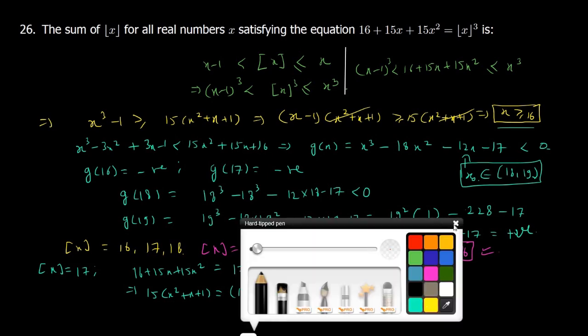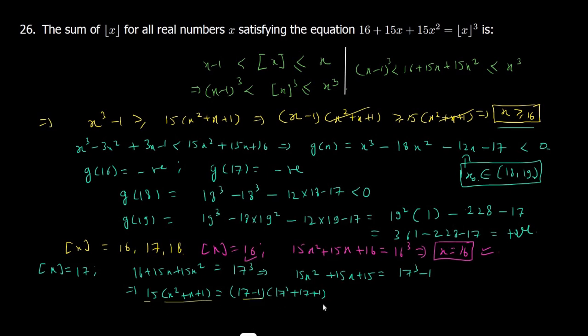Then here, what do we have? Here we have 15 times this. Here we have this times this. So whatever value of x that we are getting, if that lies between 17 and 18, then our job is done. How can we see if x is between 17 and 18? For this expression, I can calculate f of 17 and f of 18. If it lies between f of 17 and f of 18, then my job is done. So f of 17 will be 15 times 17 square plus 17 plus 1, which is clearly less than 16 into 17 square plus 17 plus 1.